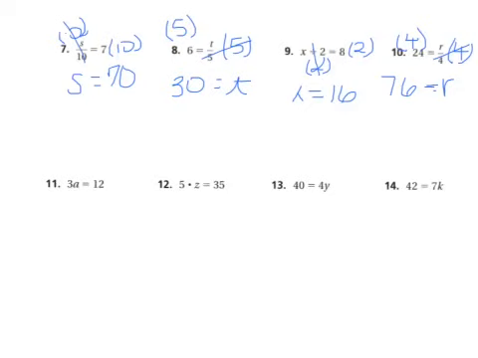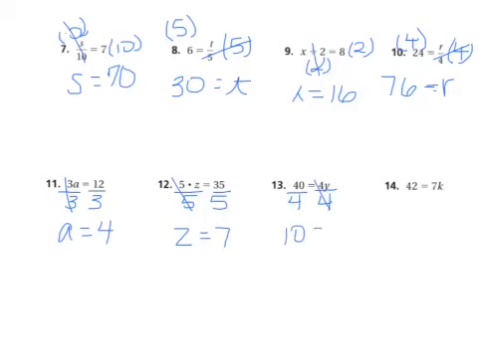So here I've got 3 times a equals 12. I want to get a alone. I want to get rid of that 3. The way we do it is by dividing by 3. 3 divided by 3 is 1, so a equals 4. Here I've got 5 times z equals 35. I want to get rid of that 5, so I'm going to divide. Z equals 7. I want to get y by itself. I need to get rid of the 4, so I'm going to divide by 4 on each side. So 10 equals y. And the last one, let's get that 7 by itself. The 7's eliminate, so 6 equals k.